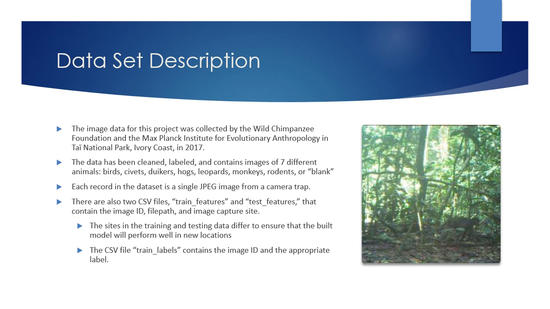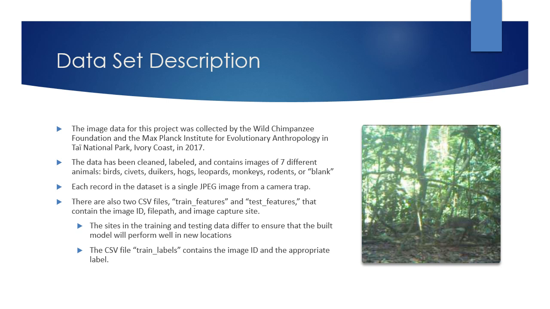Now, the data set description. This data was collected by the Wild Chimpanzee Foundation and the Max Planck Institute for Evolutionary Anthropology, and it was captured in Tai National Park in the Ivory Coast, all in 2017. The data has been clean labeled and it contains 7 different animals: birds, civets, which is an animal similar to a raccoon and a cat combination, duikers, which are a type of antelope, hogs, leopards, monkeys, rodents, or blank, meaning it does not have an animal in the image.